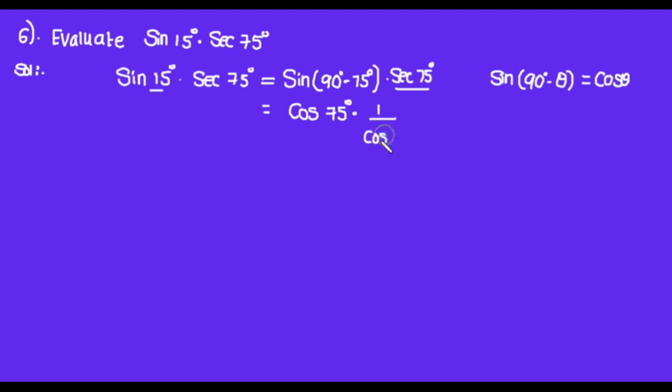which can be written as 1 by cos 75. So here we can cancel cos 75 degrees in the numerator and denominator. Finally, we will get 1. Therefore, sin 15 degrees multiplied by sec 75 degrees is equal to 1.